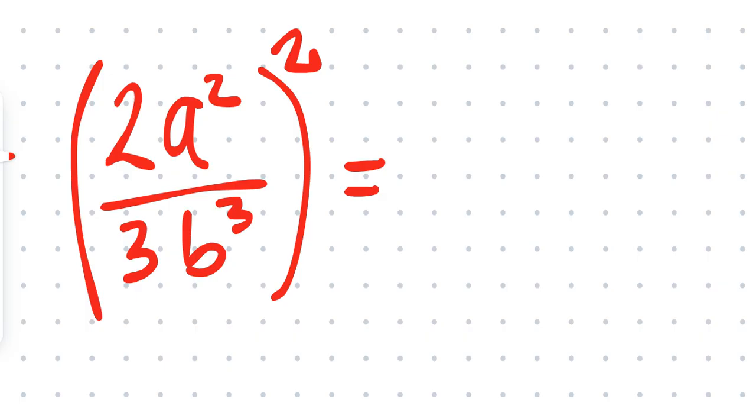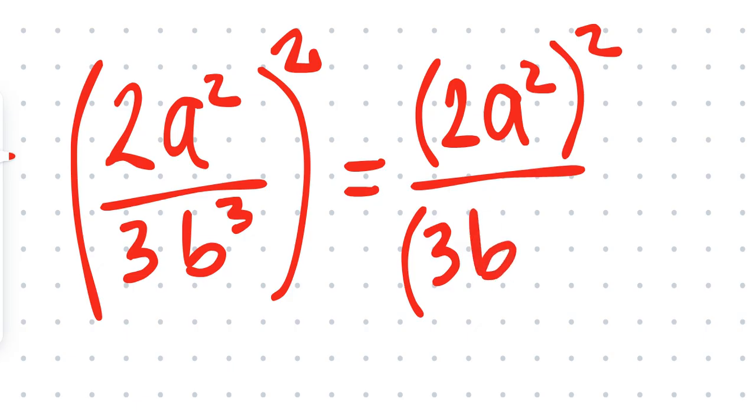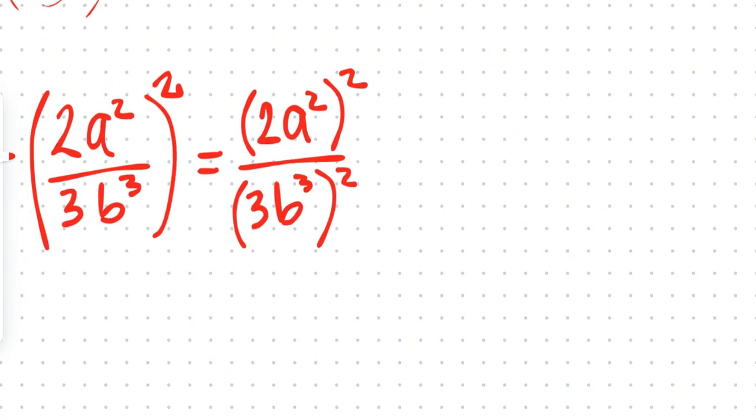So guys, we said, if we have both numerator and denominator to the power of 2, we split them now. So we have 2a squared to the power of 2, and then we have 3b cubed to the power of 2. Alright, we are almost done now.